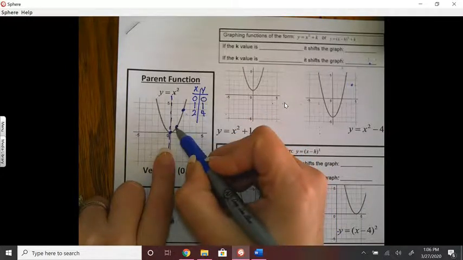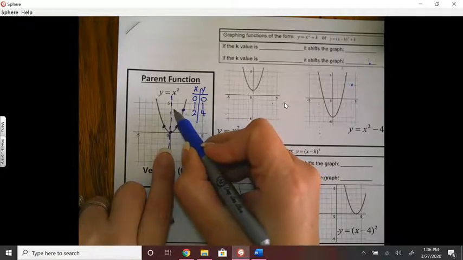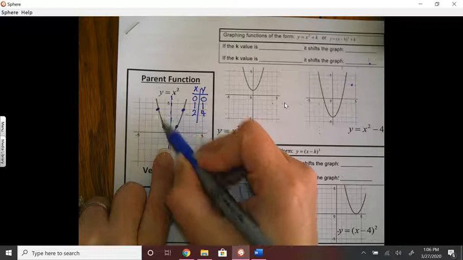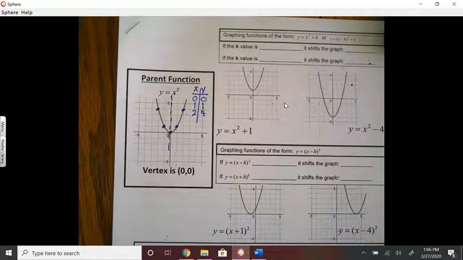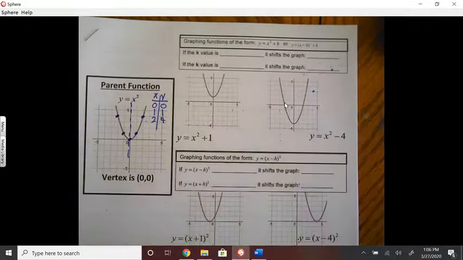Whatever point's on this side, there's another one on the other side, equidistant. This is 2 away, so there'd be another one 2 away. So that's how we graph a parabola. We use a table. Now there are patterns. What we call that is really transformations, depending on the numbers in the equation.